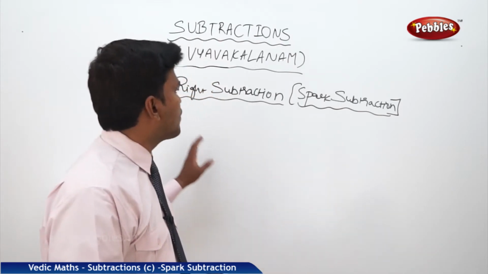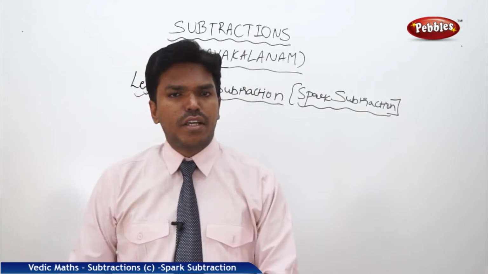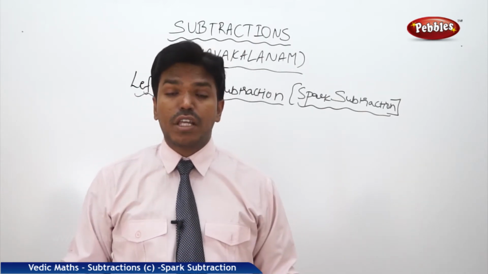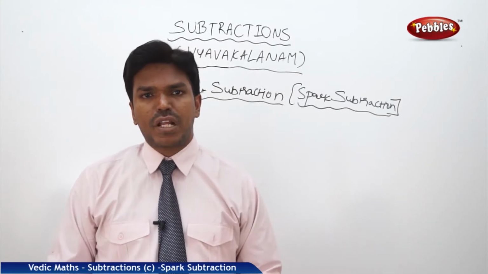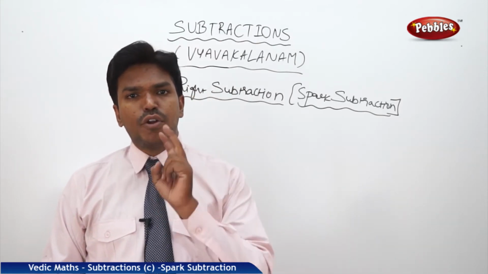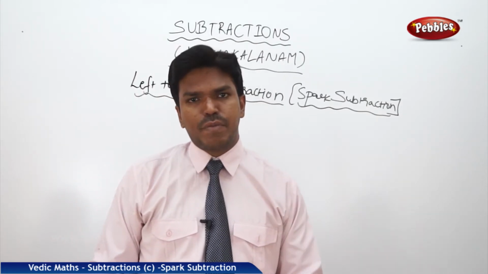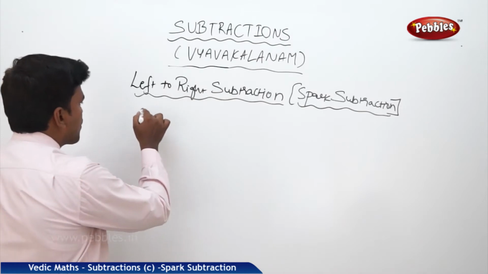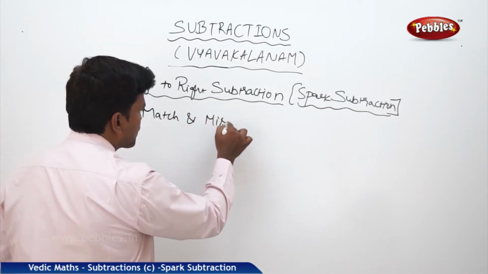We are going to do it from left to right, and we are going to get the answer within a single line. Here we don't need any borrowings, we don't even need Vinculum. So for this type of subtraction, we have to discuss two main basic concepts. The first one is match and mismatch numbers.